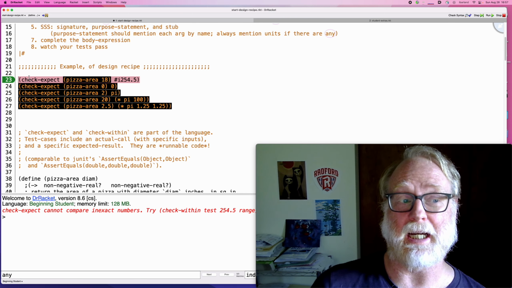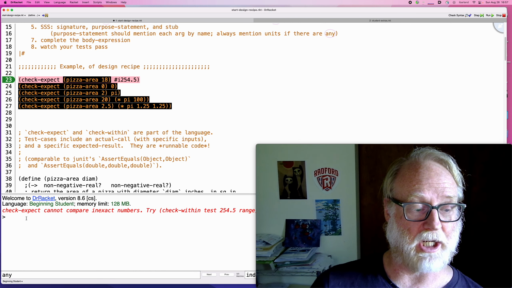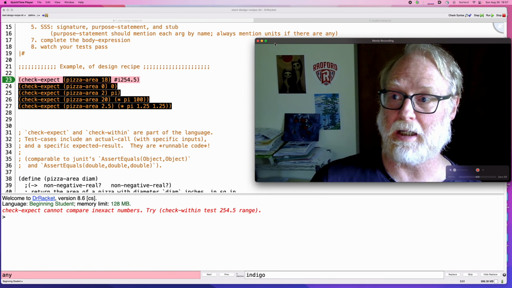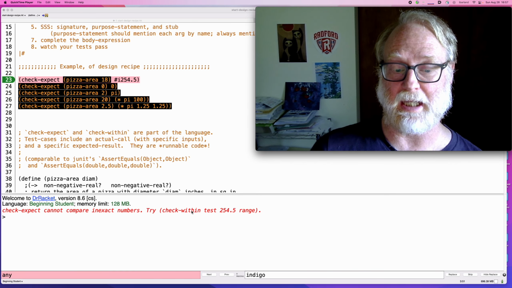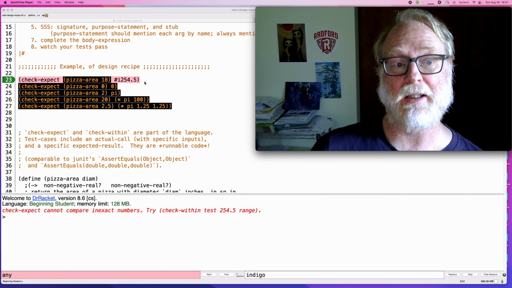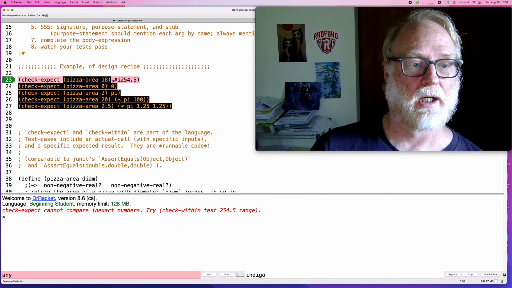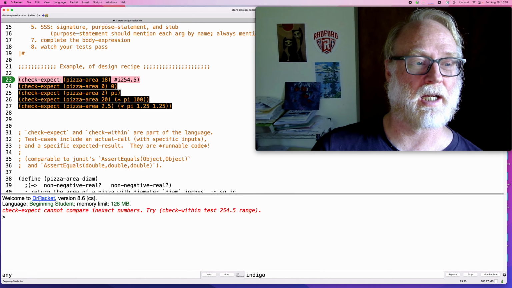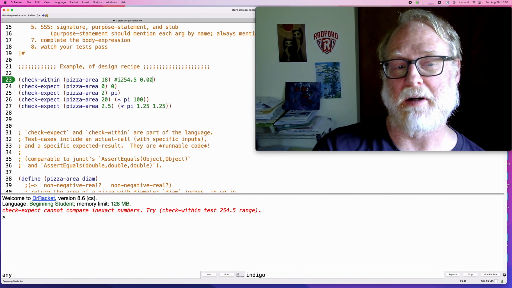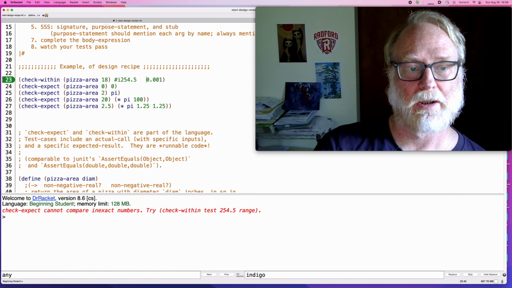We're going to do the same thing here. With our check-expect, instead of check-expect, which cannot compare inexact numbers, try, and the error message here actually goes in handy, try check-within, and then the test, and then our number, 254.5, and then the range, the tolerance. That's the typical term for that. So check-within, and I want to be within 0.01. Call that good enough.